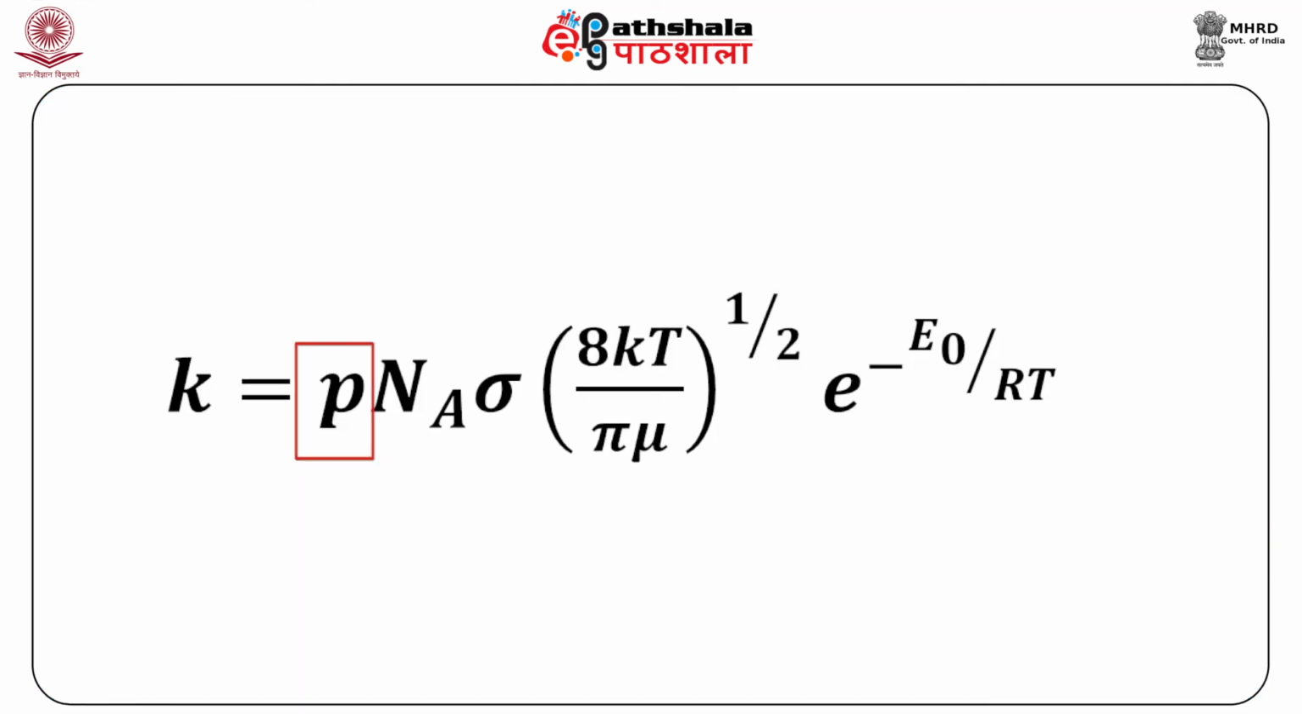This criteria of specific orientation of molecules at the time of collision is taken into account by multiplying factor P in the rate constant expression as obtained from collision theory. This factor or constant P is the steric factor and is usually less than unity. So with this, we have the complete expression for rate constant as obtained from collision theory.